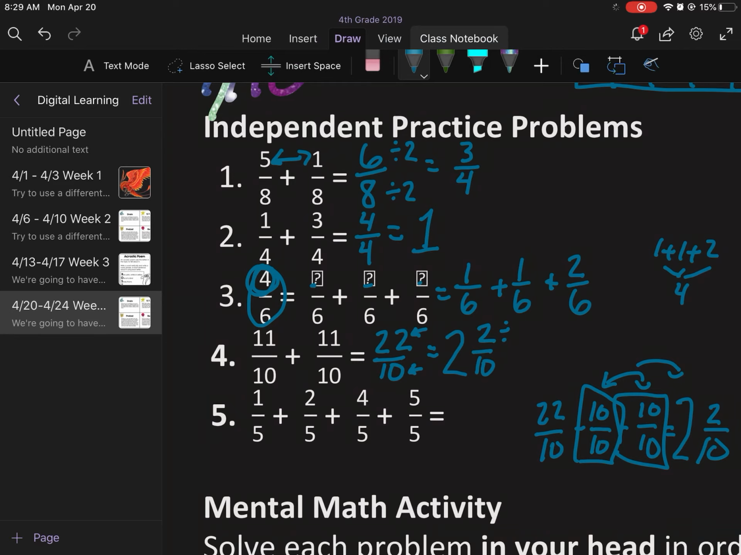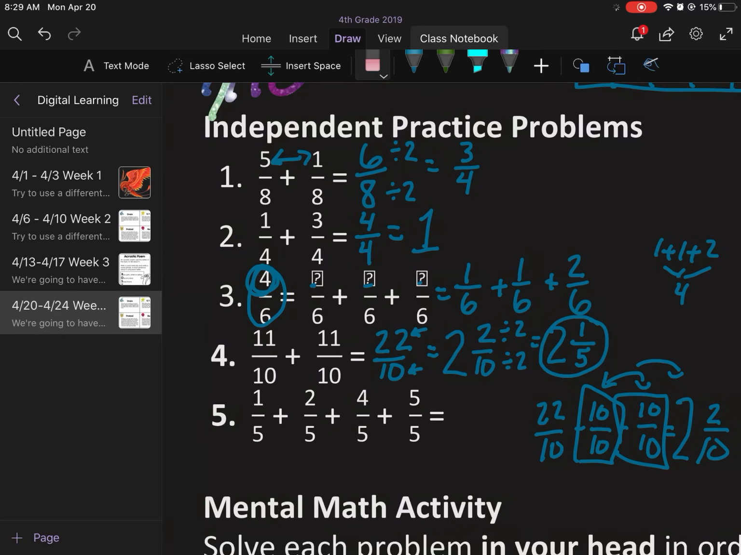So what can I divide 2/10 by? What can I divide the numerator and denominator by? I can divide it by 2. So that's going to be 2 divided by 2 is 1, 10 divided by 2 is 5. So my final answer would be 2 1/5.